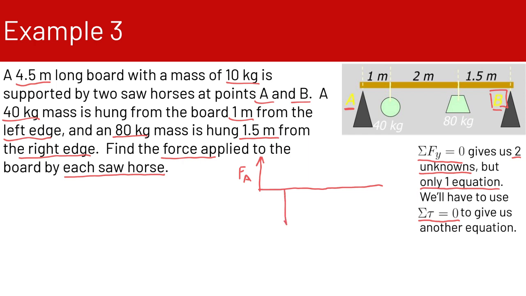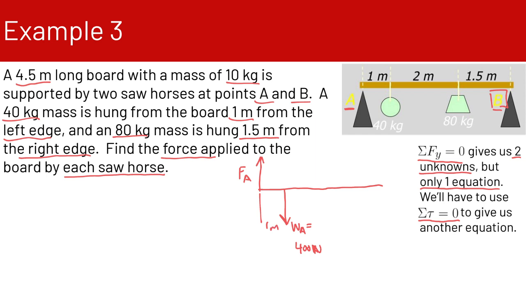The force of the mass A, let's call this mass A. So we'll call this weight A, and this is hanging down, and that is equal to 400 newtons. So it's 40 kilograms times 10 newtons per kilogram, and this distance from here is 1 meter.